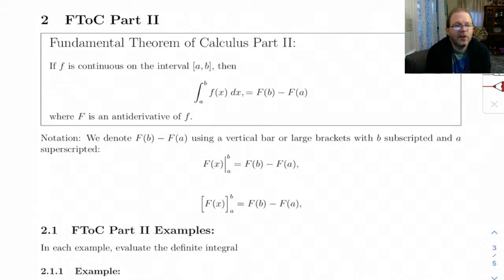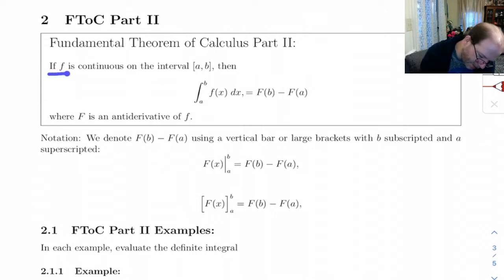All right, let's look at part two of the fundamental theorem of calculus. Part two of the fundamental theorem is very important in a practical manner because it says that we can evaluate definite integrals by using antiderivatives. Part one is important in sort of a theoretical way, but part two gets used all the time for solving problems. So let's look at it.